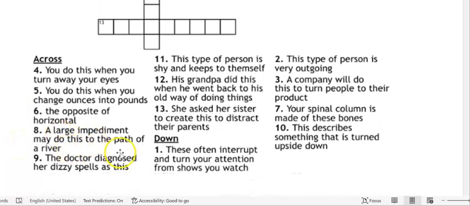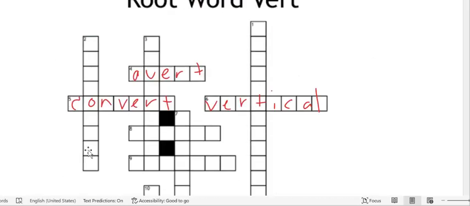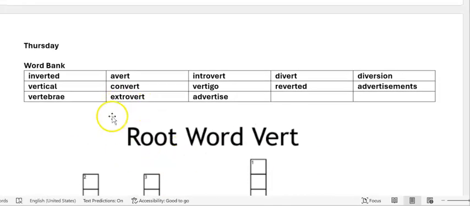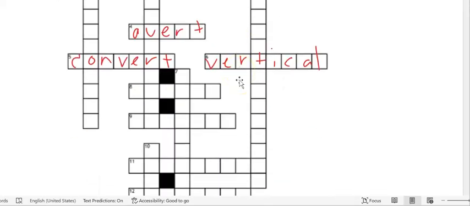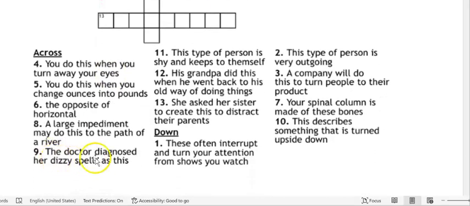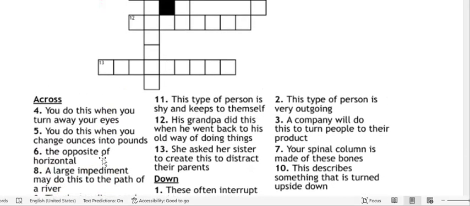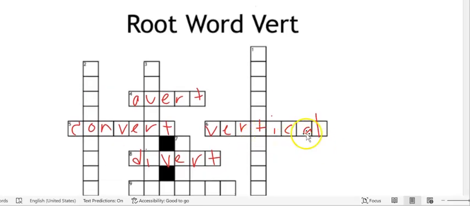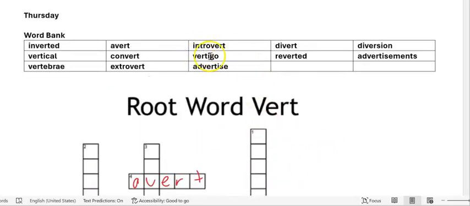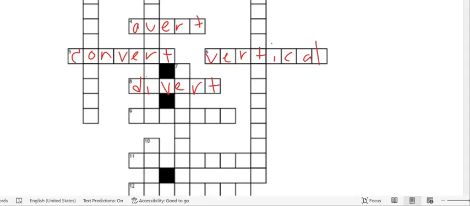All right. And then I'm going to do 8 and 9, and the rest I want you to try on your own. So a large impediment may do this to the path of a river. So we talked about this in our story, right? In the river, it might divert the water. And then lastly, number 9, the doctor diagnosed her dizzy spells. So related to the word vert is vertigo. Vertigo is a sickness when you feel dizzy, so vertigo.